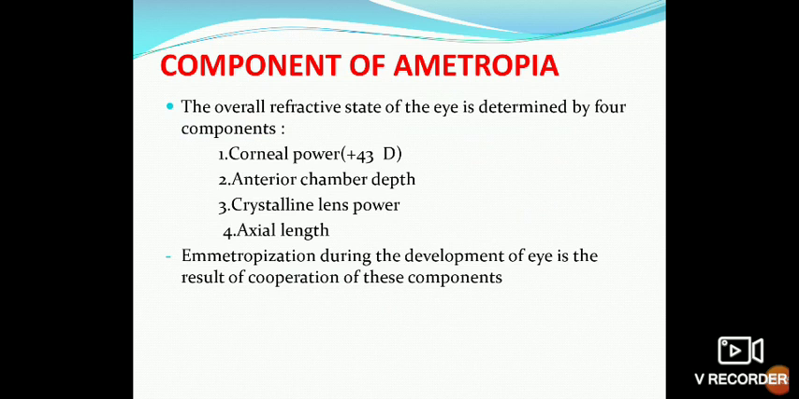Now the components of ametropia. When does this ametropia occur? It can be due to corneal power, it can be due to changes in the axial length, or the power of the crystalline lens. So all these factors are responsible for ametropia. These are called components of ametropia: corneal power, anterior chamber depth, crystalline lens power, axial length. Emmetropization during the development of the eye is the result of cooperation of all these components.